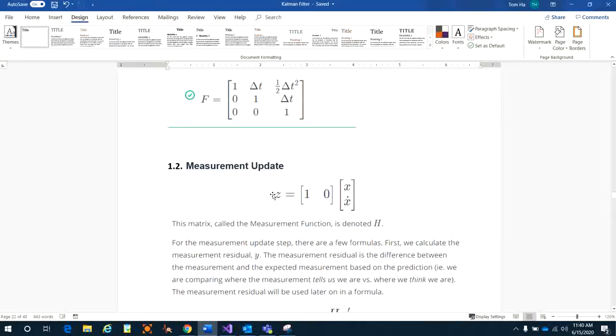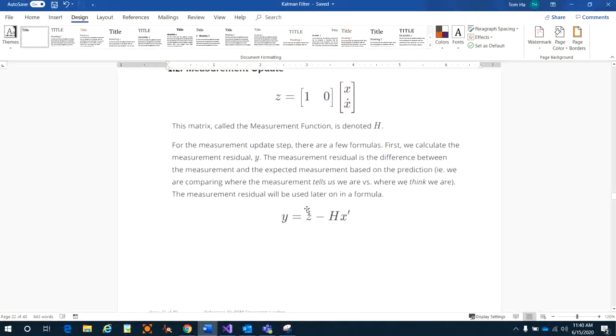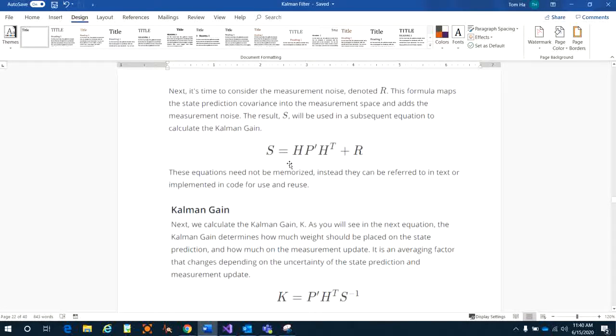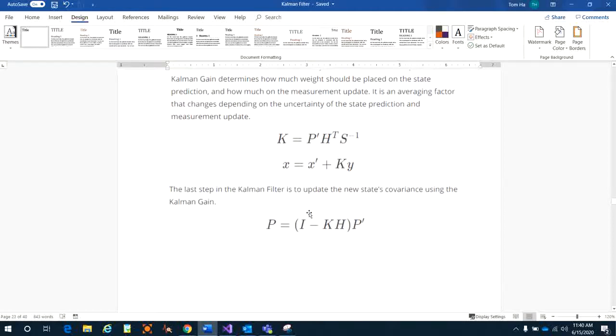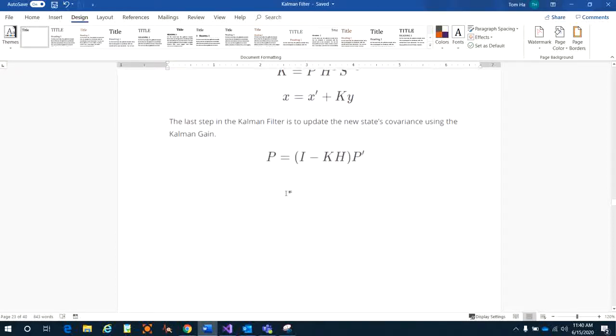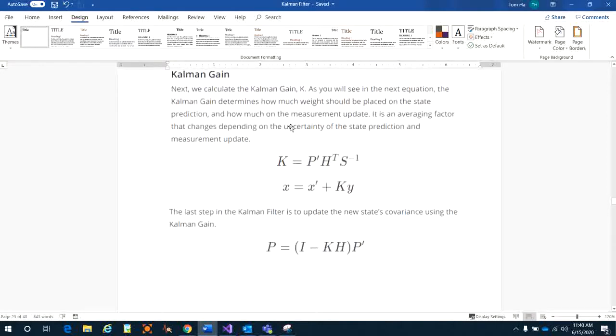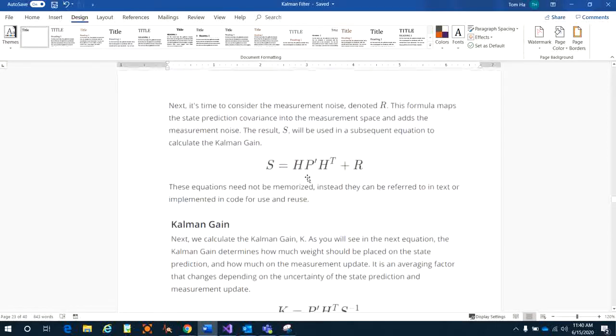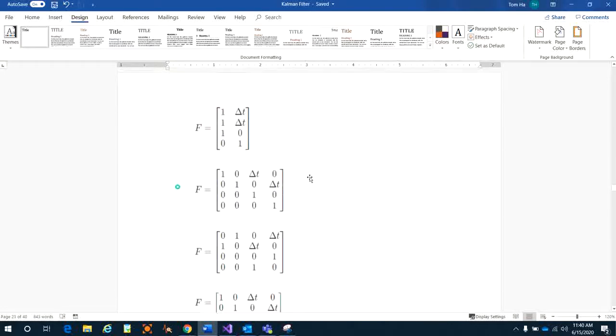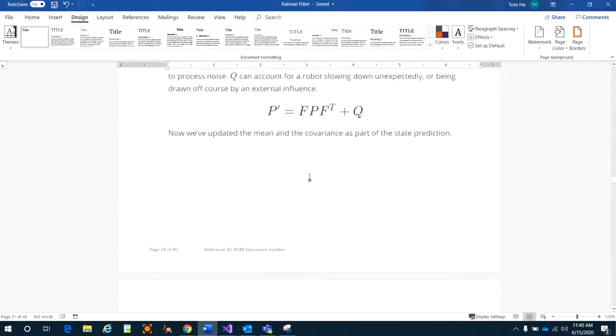We got the measurement update, meaning Z is the measurement from the sensor. We apply the measurement function H right here, and we calculate the Kalman gain, and we add it to the formula to get the covariance update and the state variable update. It's really important for you to understand, and I also give you some examples.